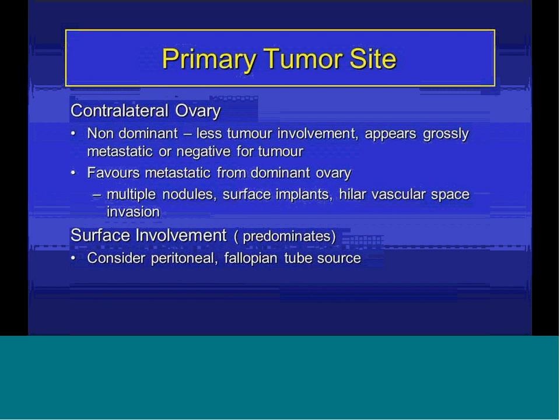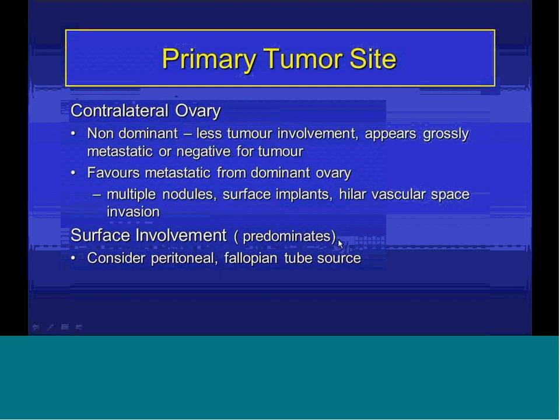Most times, identifying the dominant ovary is not difficult. There'll be one tumor that's larger and obviously has some more extensive disease. So in that case, the contralateral ovary is the one that either has less tumor involvement or appears grossly metastatic or negative for tumor. Appears grossly metastatic would be an ovary that has multiple nodules, surface implants, or possibly hilar vascular invasion. So in the case where you have both ovaries and one is dominantly larger and the other one has any of these sort of evidence, it would be prudent to call the primary tumor site the dominant ovary. If, however, there's extensive disease in both ovaries, certainly that's going to be called bilateral ovarian involvement.